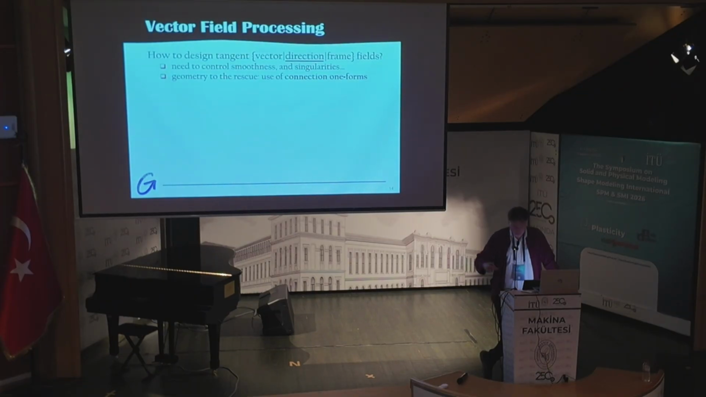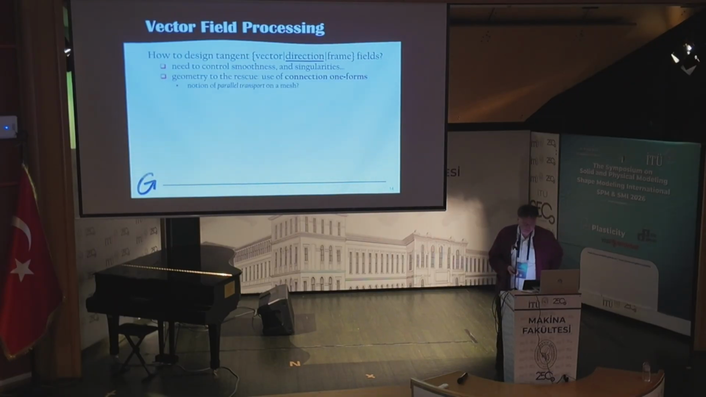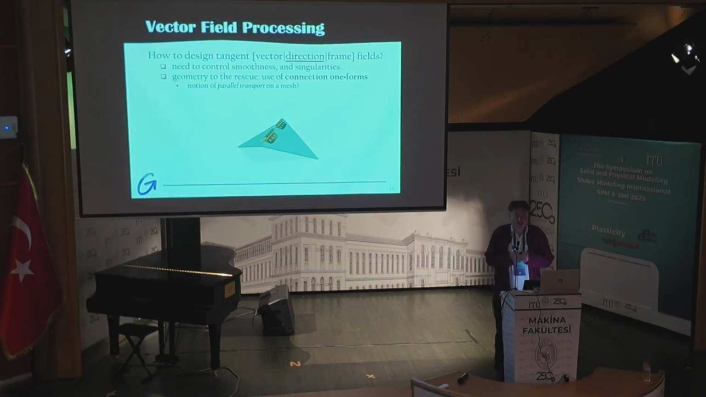Connections, if you want, is one step further from exterior calculus in the sense that now you're trying to talk about parallel transport of vector fields on surfaces. So this is what a connection one-form is about: basically, how do you define the notion of parallel transport on a triangle mesh. It turns out that it's actually not that hard. And again, we're going to rely on this very simple pair of triangles idea. Between a pair of triangles, you can think of the edge in between as a hinge, like the hinge of a door.